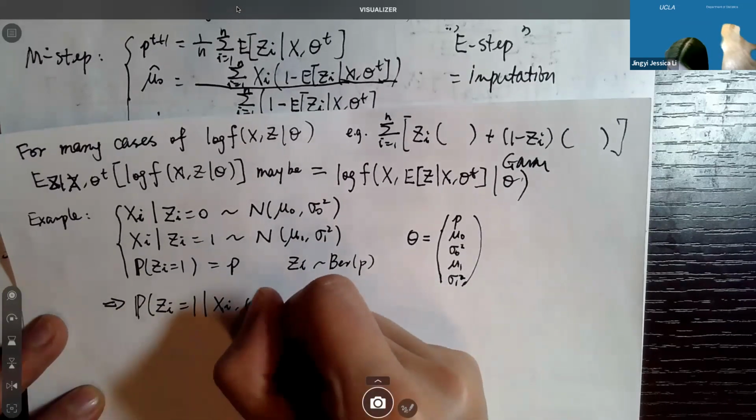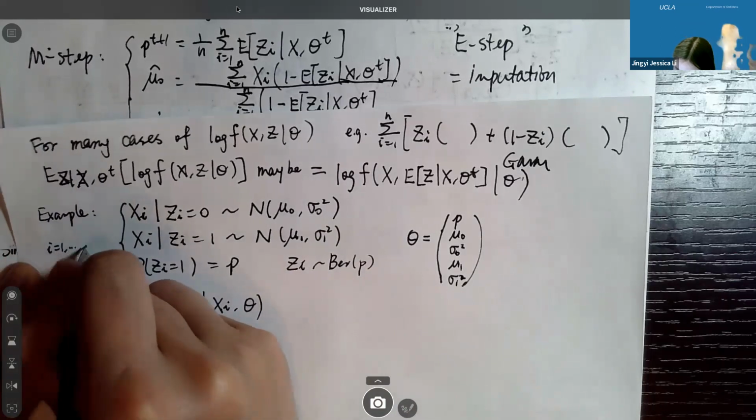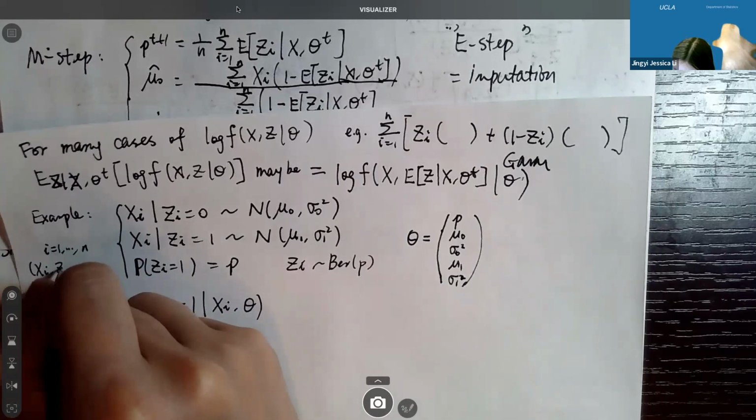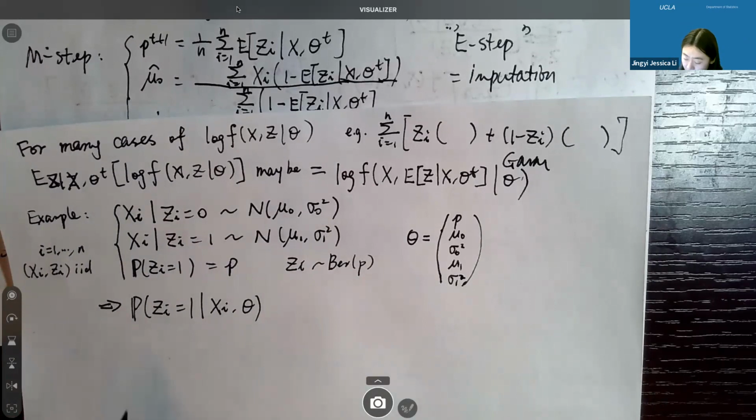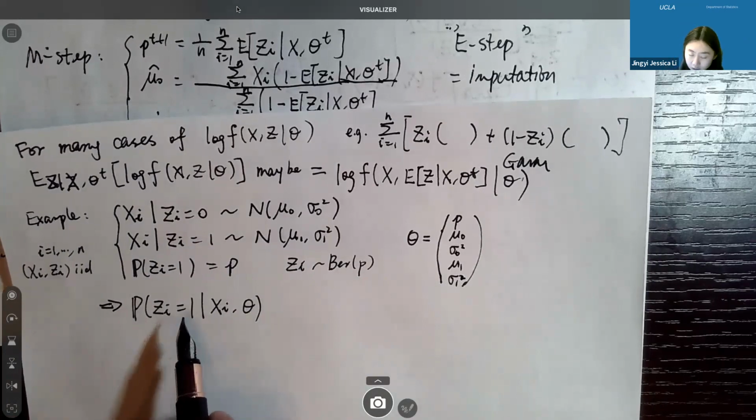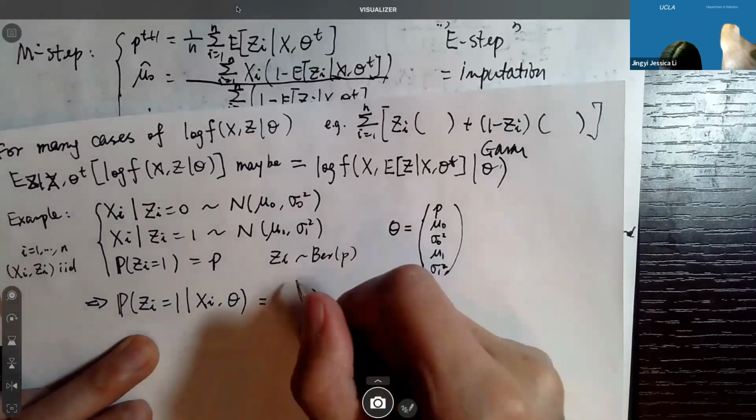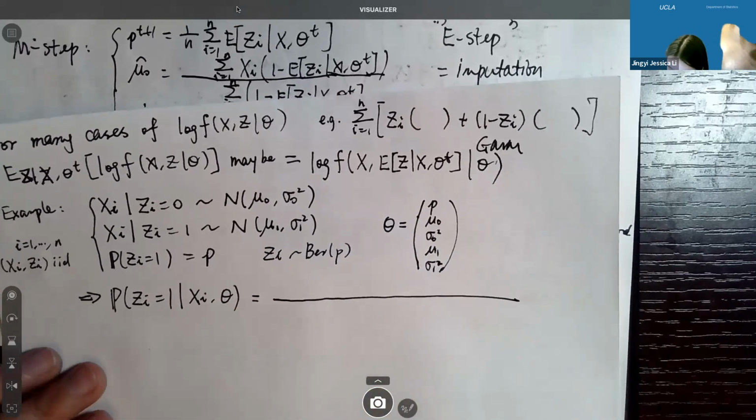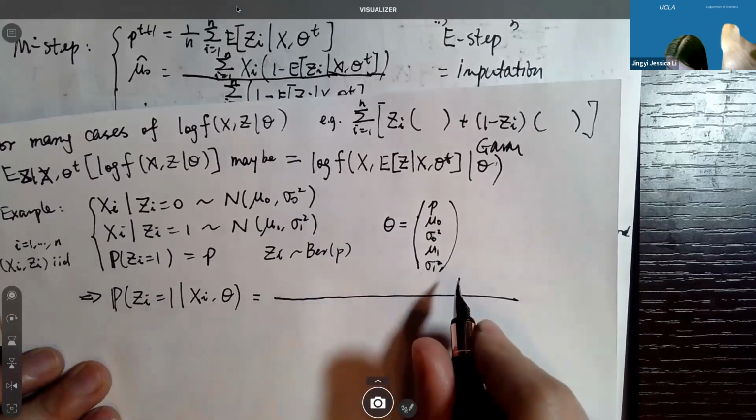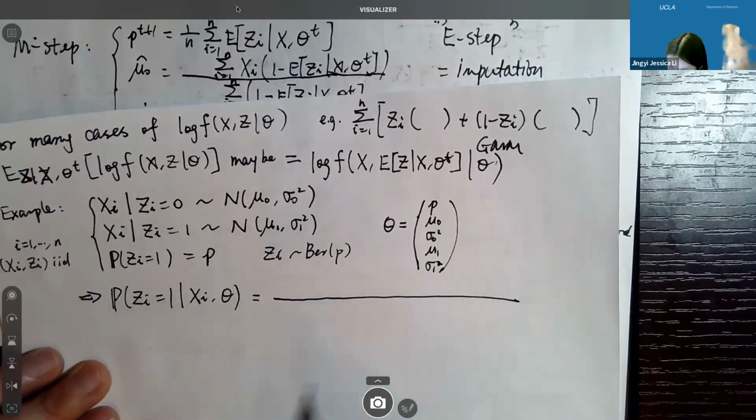So here, one thing I want to say is that for i from 1 to n, Xi, Zi are all IID. So they're all from this distribution and they're independent. So therefore, the conditional distribution of Zi only depends on Xi, not other X's. So in this case, I'll just directly write down this formula. It's based on the Bayes rule. Okay, so it will be the joint distribution of Zi equals 1 and Xi divided by the marginal distribution of Xi. Both are given theta.